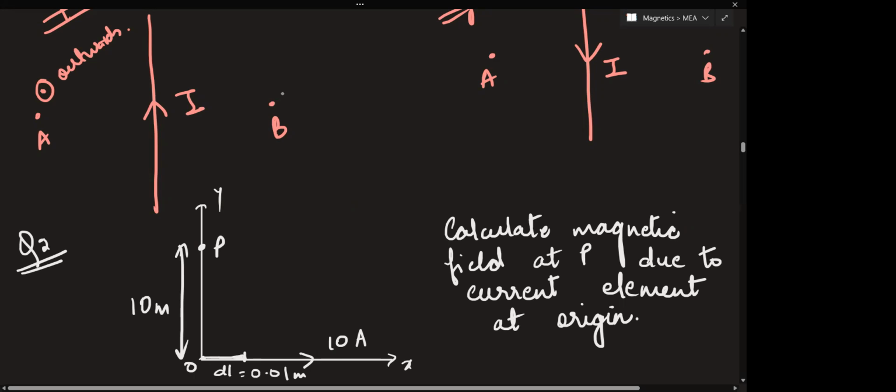So try the calculations, aren't tough. And yes, for mu naught, use 4 pi into 10 to the power minus 7. This one. Mu naught is equal to 4 pi into 10 to the power minus 7. Use wherever required.